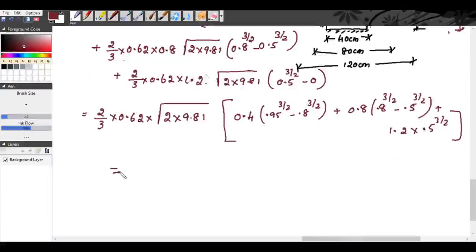So we get 1.46098 meter cube per second. That will be equal to 1460.98 liters per second.